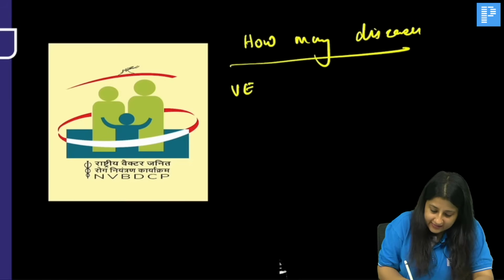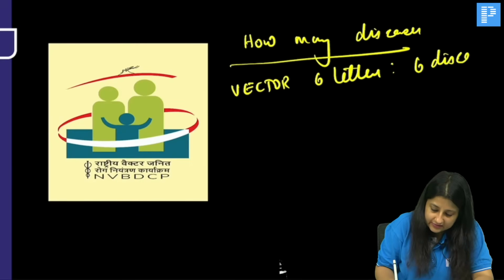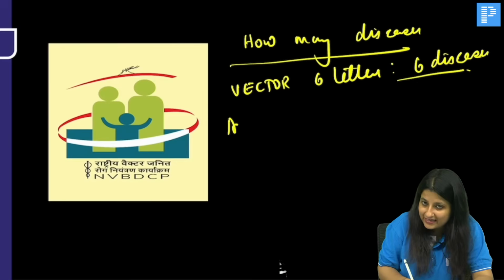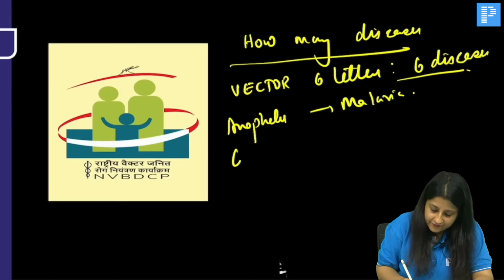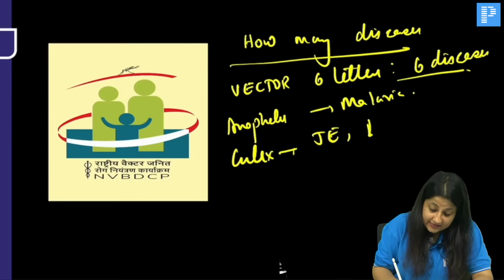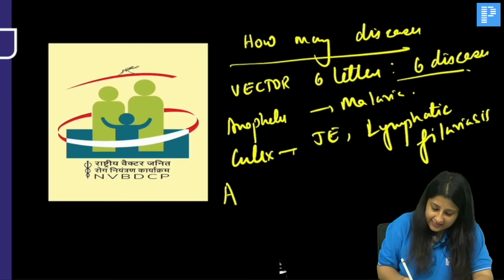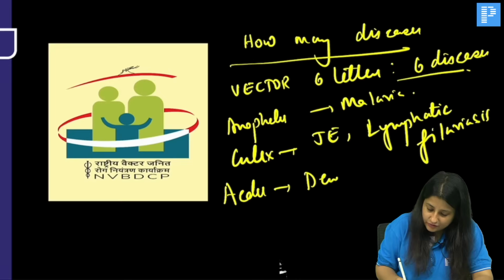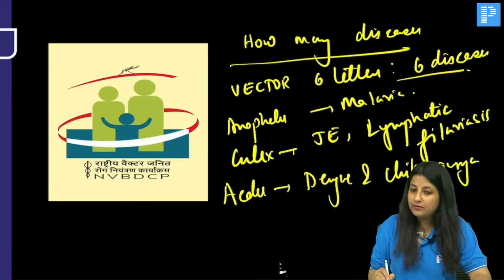So we know vector has 6 letters, so it's covering 6 diseases. What are the 6 diseases? Now Anopheles क्या कराता है? Anopheles malaria. Alright, then you have Culex, the dirty mosquito, the nuisance mosquito, Japanese encephalitis, lymphatic filariasis, not Brugian. We are talking about lymphatic filariasis. Then you have Aedes. So Aedes is dengue and chikungunya. And also one more. Now these are 5.